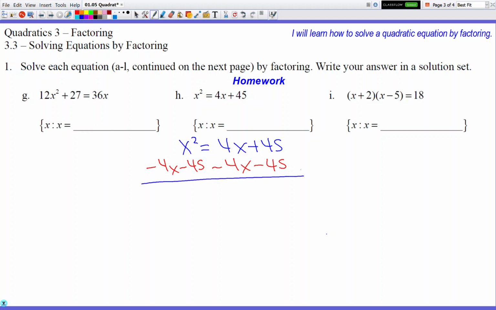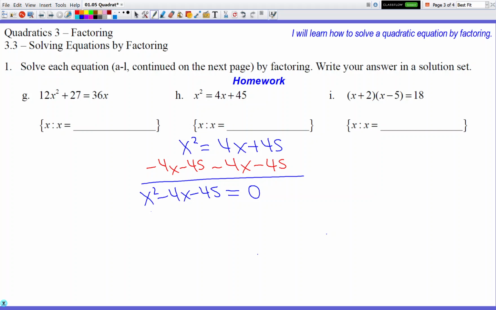So we got 0 on the right side. That's what I want, right? I want 0 on one side or the other. Then I have x squared minus 4x minus 45. So I got everything I wanted. I got my x squared positive, and I got my 0 on one side. So now I just have to go and factor, just like I did the previous two problems.